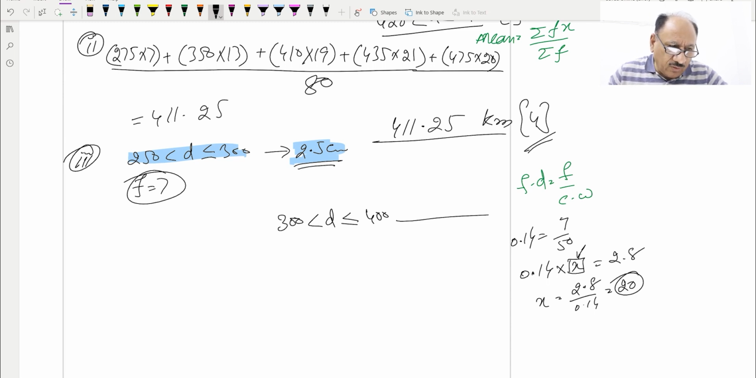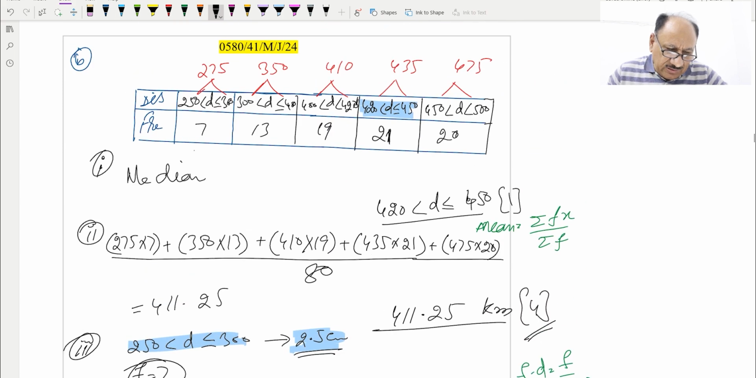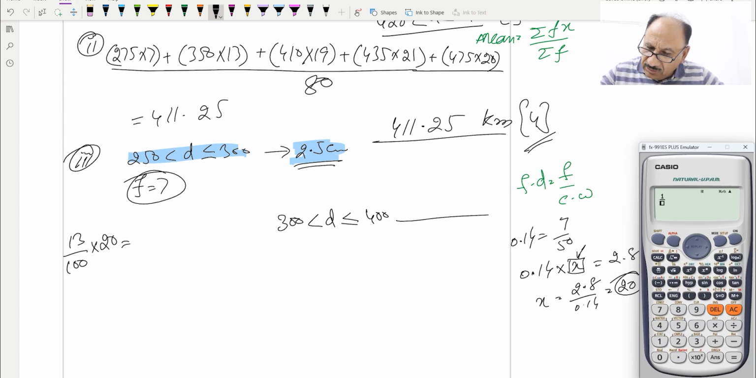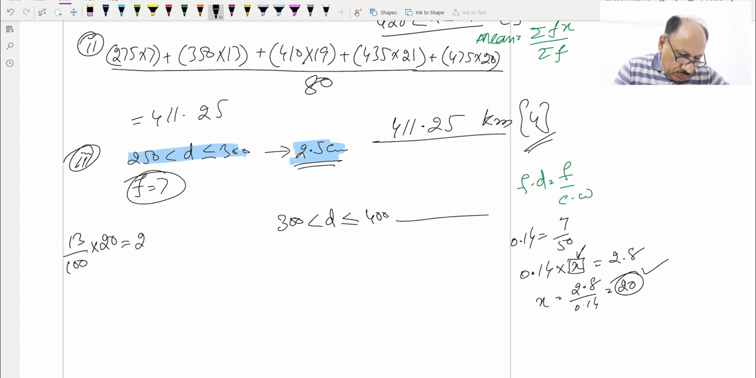For 300 to 400, the frequency is 13. So we take 13 divided by the range, which is 100, and multiply this by 20, which we calculated over here. 13 divided by 100 multiplied by 20 will give us 2.6. So 2.6 will be our first answer.